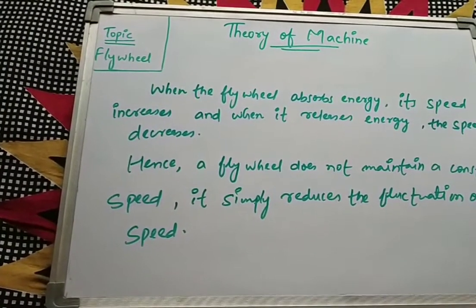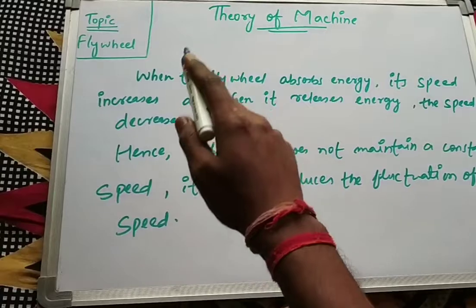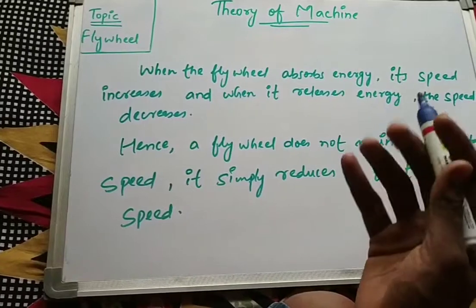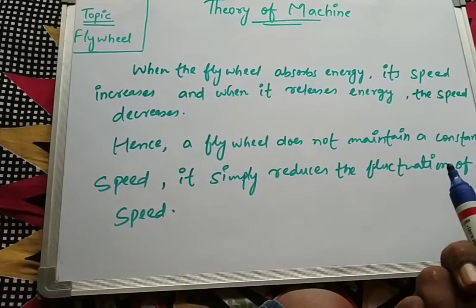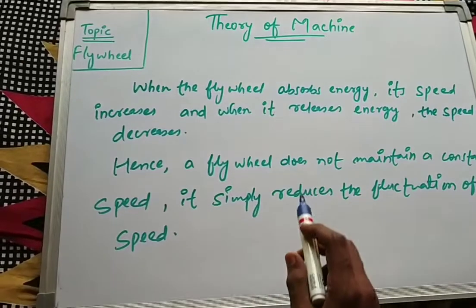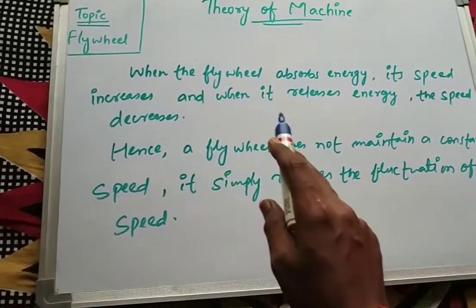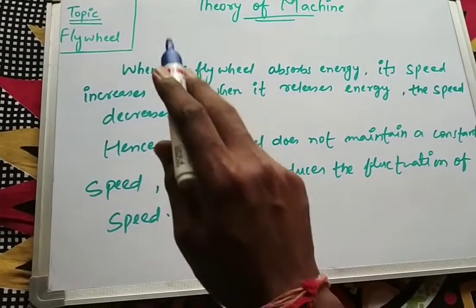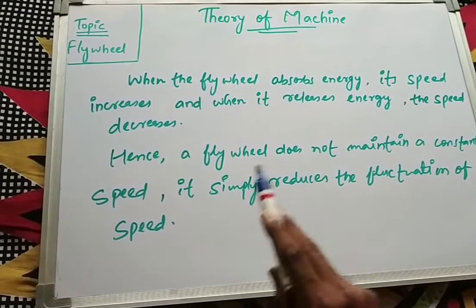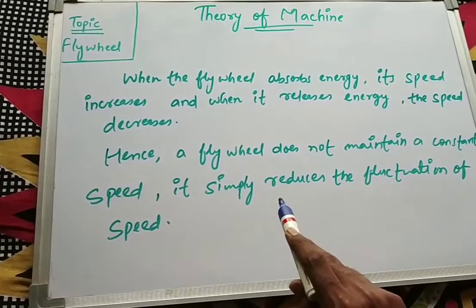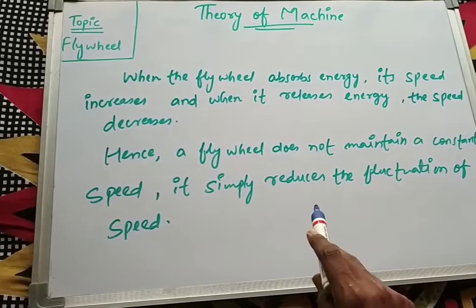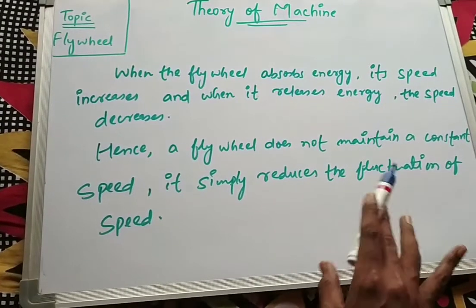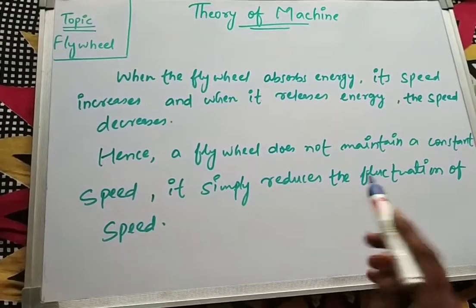Another important point about the flywheel is that when it absorbs energy, its speed increases. That means when it is absorbing energy from the power source, the speed of the flywheel increases, and when it releases energy, the speed decreases. So we can conclude that a flywheel does not maintain a constant speed, it simply reduces the fluctuation of speed.